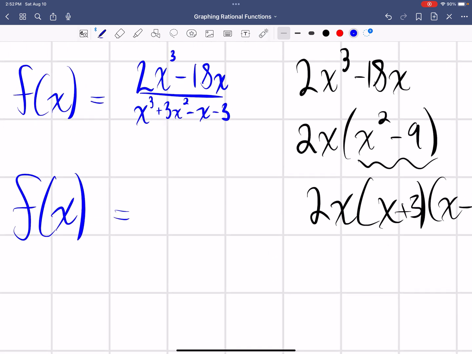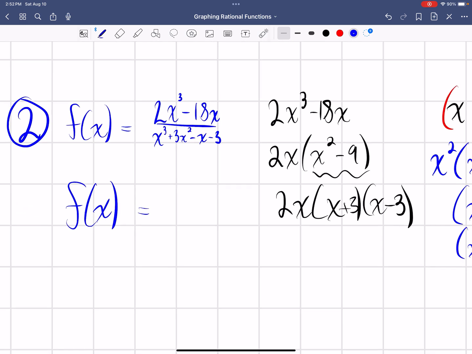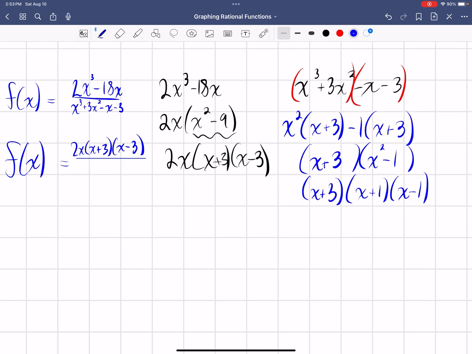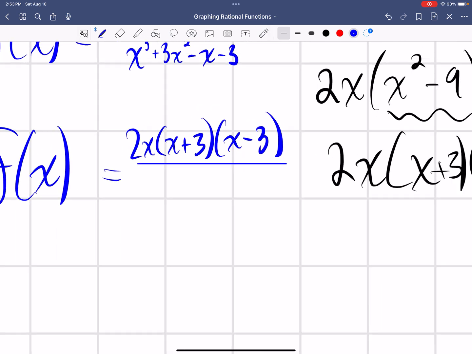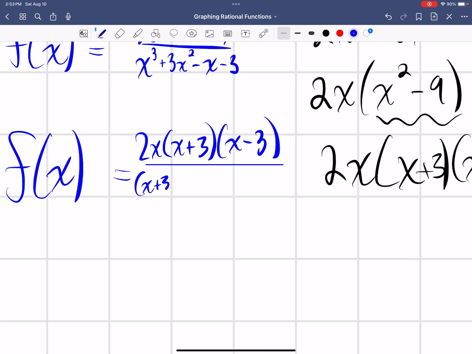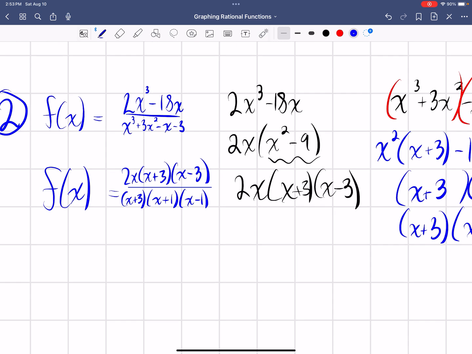The top here became 2x times x plus 3 times x minus 3. And on the bottom, we had x plus 3 times x plus 1 times x minus 1. All right, so it's all factored. Next step, we need to state the domain.